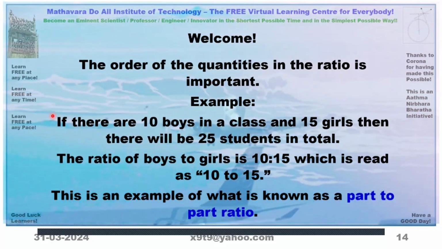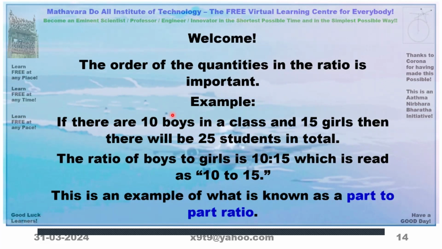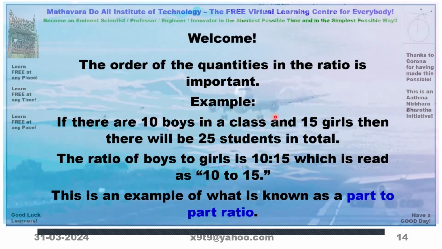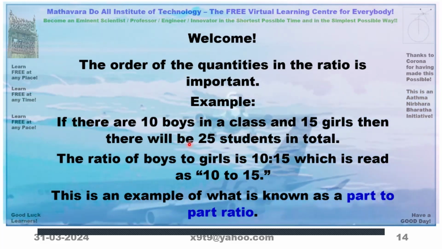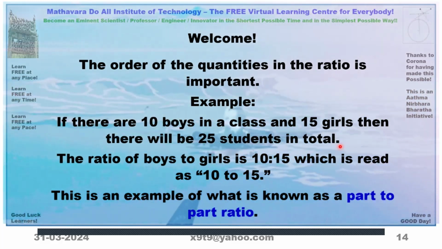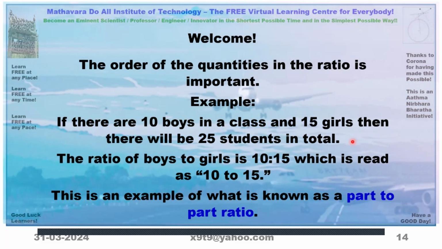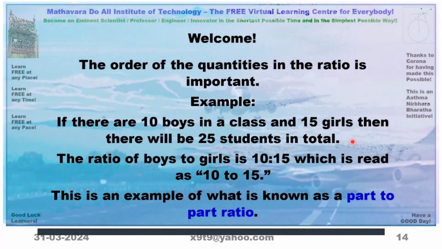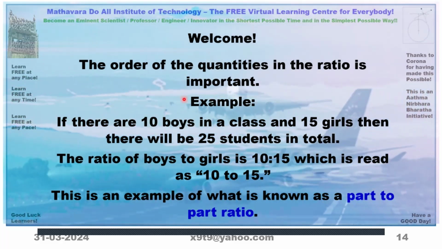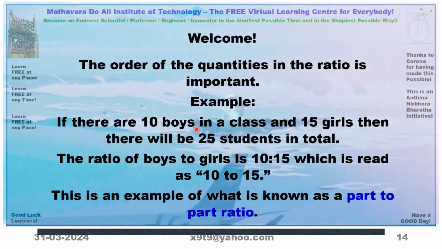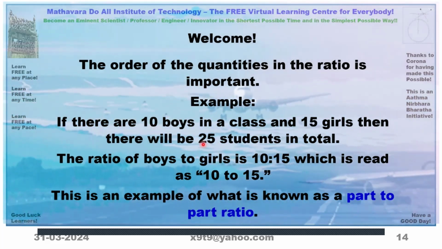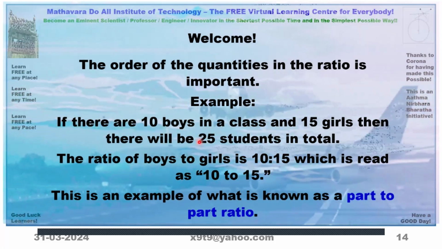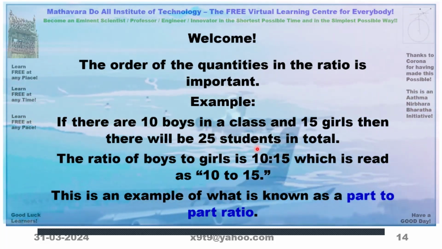Example, see, if there are 10 boys in a class and 15 girls, then there will be 25 students in total. Is it okay? Yeah. So in a class, there are 10 boys and 15 girls. Adding both, there will be 25 students in total.